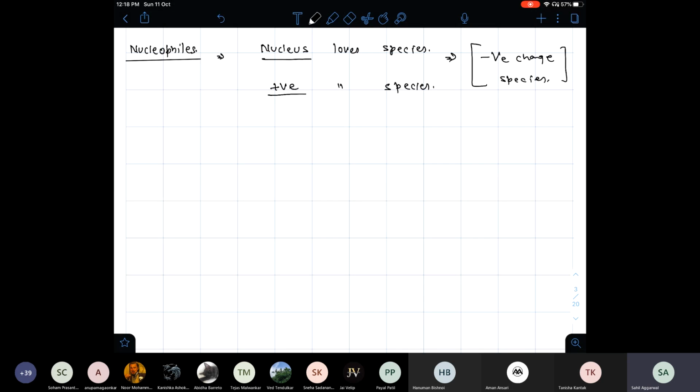What do we mean by this? They are negatively charged species. एक्स्ट्रा इलेक्ट्रॉन होंगे. Very good. They are electron rich species. They can be neutral as well.